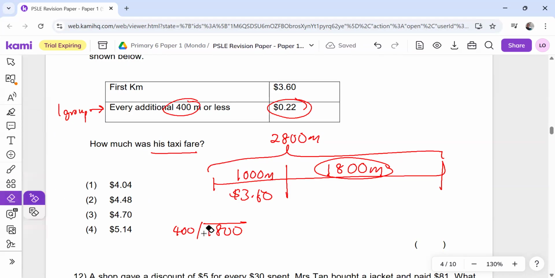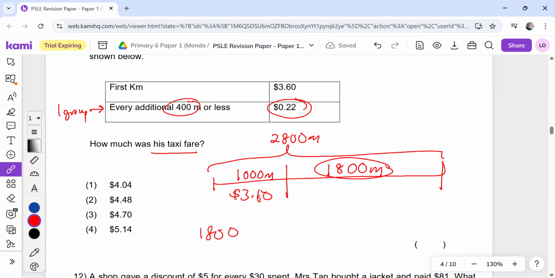I think we should, okay, let's cancel the zeros so that we can do it faster. So 1,800 divided by 400, you cancel the zeros. Then 18 divided by 4 is what? 18 divided by 4 is 4, remainder 2. Now what happens when you cancel the zero? Does it mean that there is a remainder 2 meter?